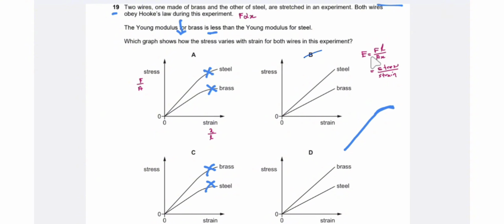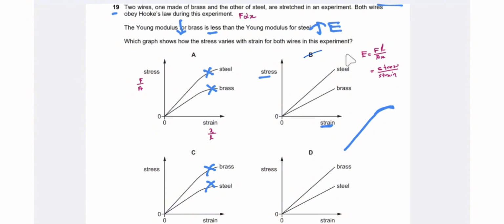So we know that Young modulus is equal to force per unit area divided by extension over original length. Also, Young modulus is equal to stress by strain. And here we are given that brass has less Young modulus than steel. That means steel has more Young modulus.